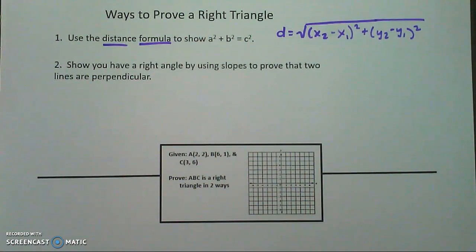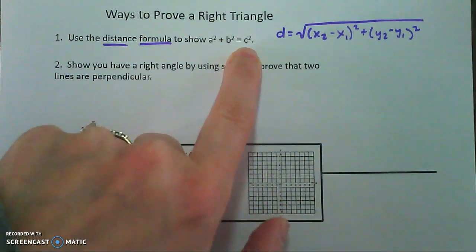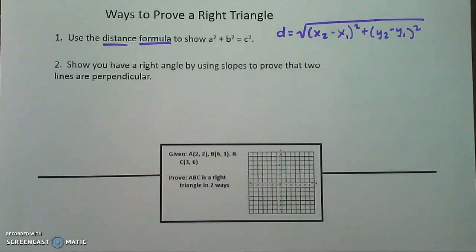Okay guys, so what we're doing in 914 is that we are proving right triangles on the coordinate plane. There are two different methods that we could use. We could use the distance formula to show that the sum of the legs squared is equal to the hypotenuse squared, which is the unique quality of a right triangle.